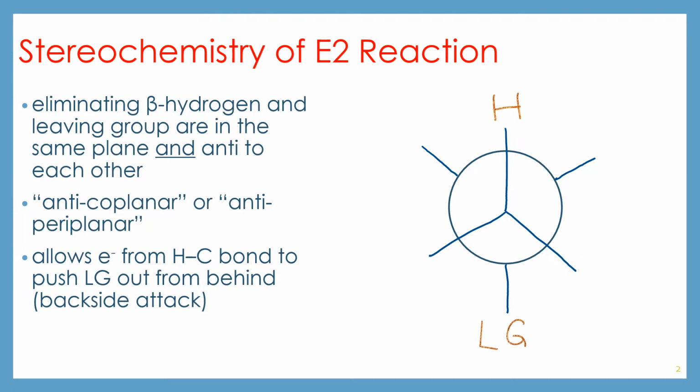The hydrogen and the leaving group must be across from each other so that when the hydrogen is pulled off by the base, the electrons come take the proton. These electrons form the double bond between the two carbons that are represented here, and that pushes out the leaving group. The flow of electrons is all down the same plane. That's really important for this reaction.